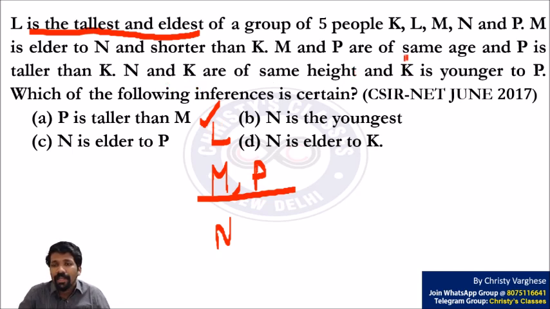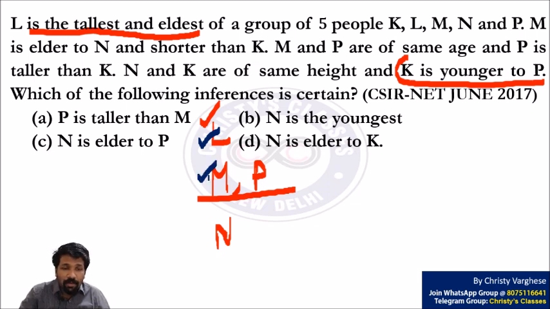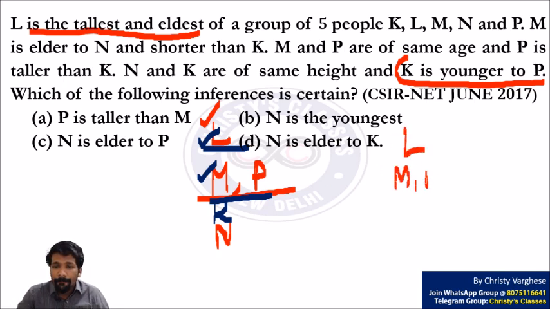N and K are of the same height and K is younger to P. K is younger to P. Yeah, this is the problem that we are going to face. K is younger to P means where should you place P, where should you place K? We know that K should be placed below L, M and P. But whether K should be placed here or elsewhere, the second possibility I will write separately so that there is no confusion. L, M, P, N, and after N, K can come.